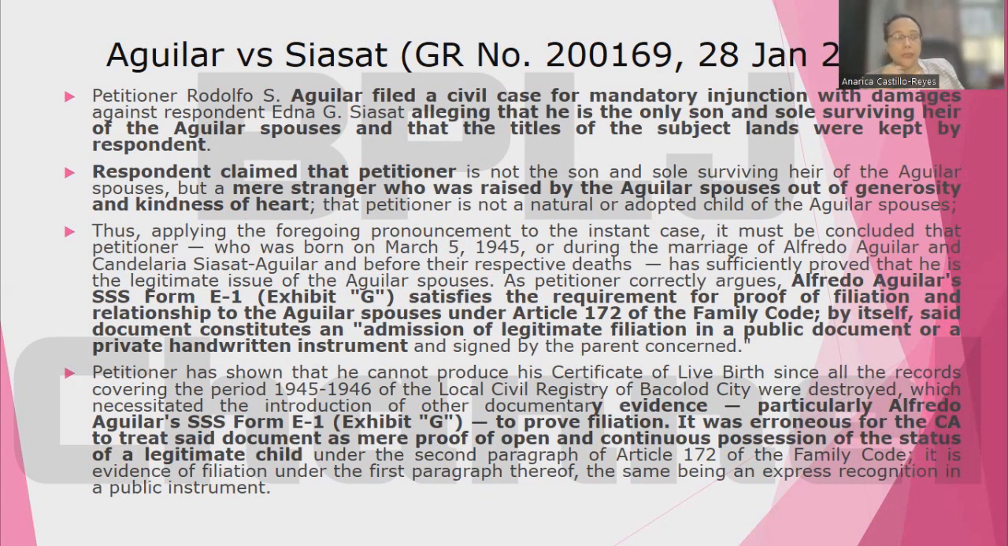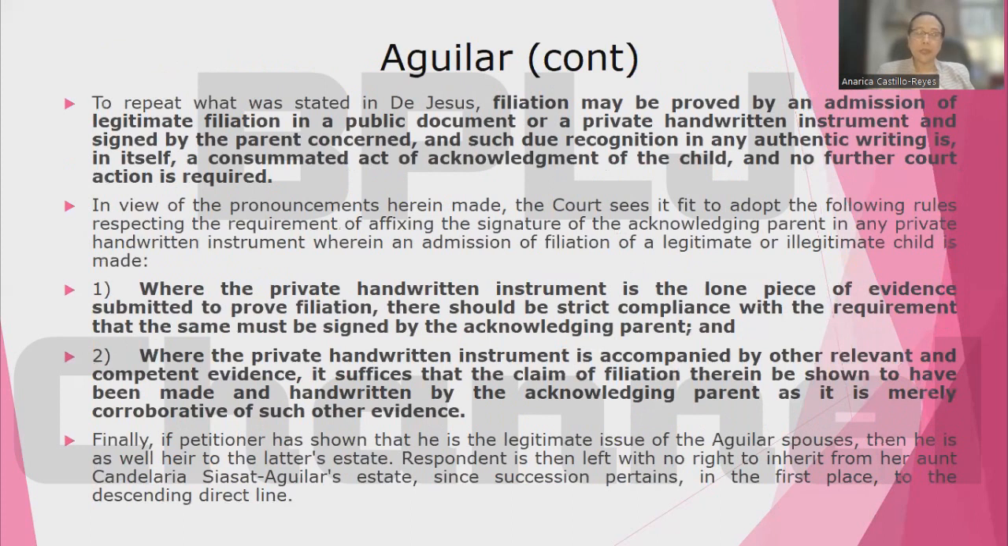It was erroneous for the CA to treat said document as mere proof of open and continuous possession of the status of a legitimate child. Filiation may be proved by a public document or a private handwritten instrument signed by the parent concerned, and such due recognition in any authentic writing is a consummated act of acknowledgement of the child. No further action is required. Okay? The following rules are adopted.